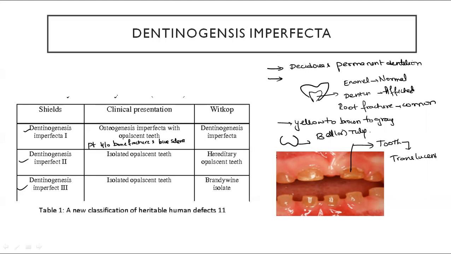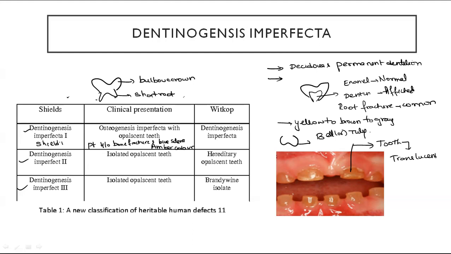Okay, and here you can see the tooth has a bulbous crown with a short root. All right, and the color is amber. I'm just trying to write it down in the same box so that it's easy when you try to revise it. So you can see bulbous crown and short root. Okay, so type 2 is Dentinogenesis Imperfecta type 2 or Shield 2.